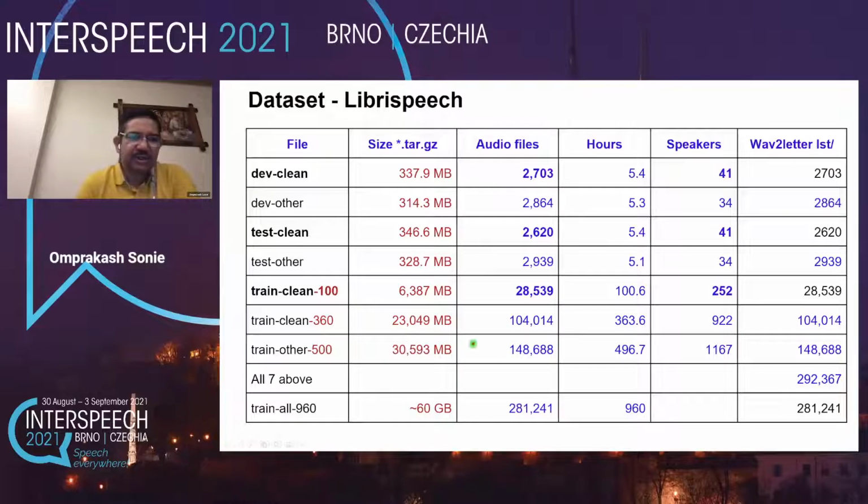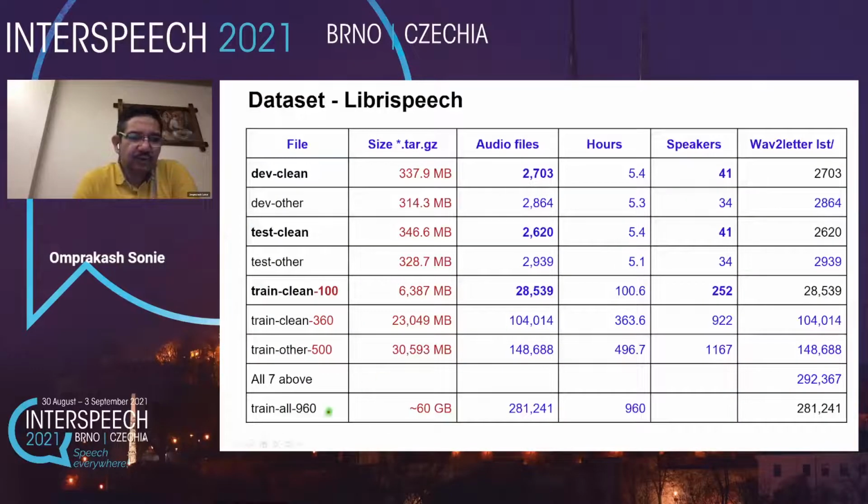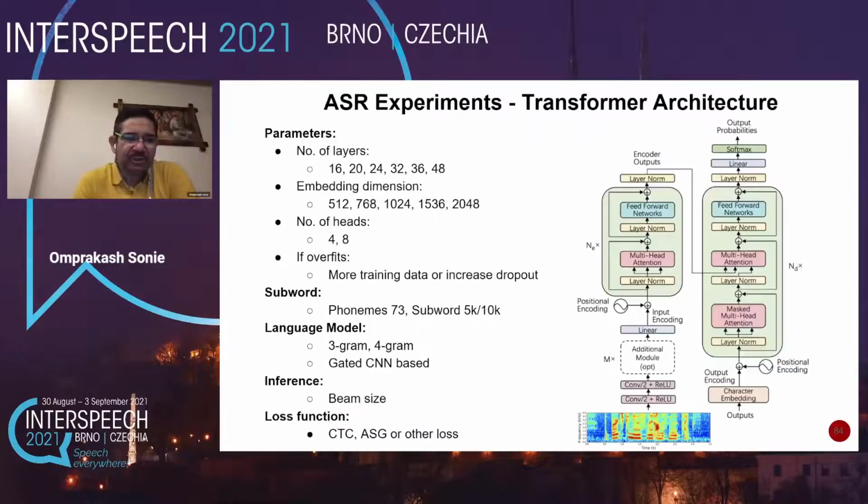Yeah, so this is the LibriSpeech dataset which I was mentioning. If we are doing these experiments on a good amount of data, then there's about 60 GB of file size for all 960 hours, and the number of files was around 280K. It was a time-consuming task if you really have to produce results faster.